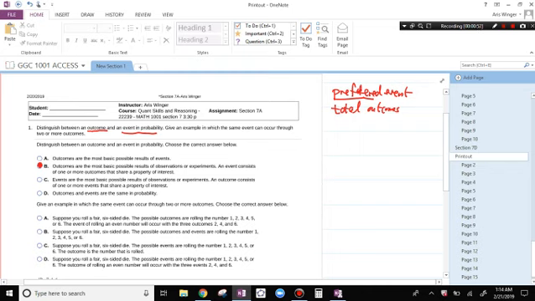Give an example in which the same event can occur through two or more outcomes. Suppose you roll a fair six-sided die. The possible outcomes are rolling 1, 2, 3, 4, 5, or 6. The event of rolling an even number will occur with the three outcomes 2, 4, or 6. The same event can occur through two or more outcomes.